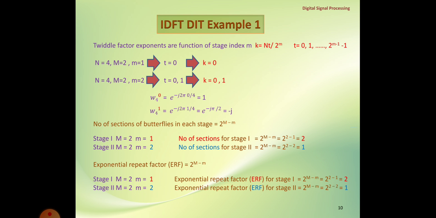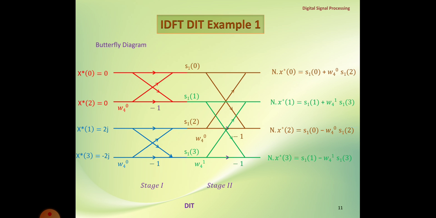Next, the exponent repeat factor, that is the number of times the twiddle factor is going to be used. For stage 1, the exponent repeat factor is given as 2 raised to m minus 1, that is 2. And for stage 2, the exponent repeat factor is 2 raised to 2 minus 1, which gives 2 raised to... as per the formula, equal to 1. This is the flow graph for the N equal to 4 DIT algorithm.